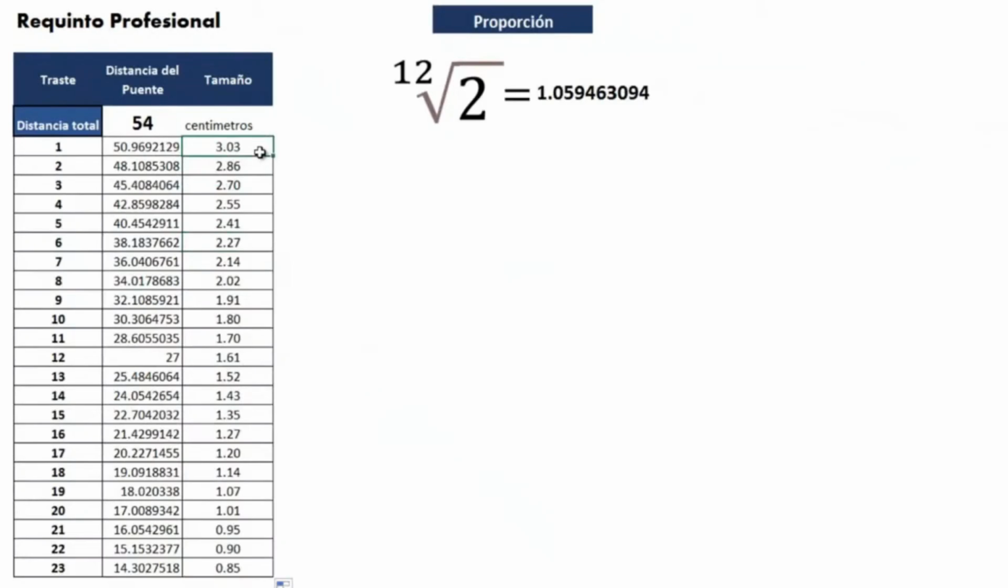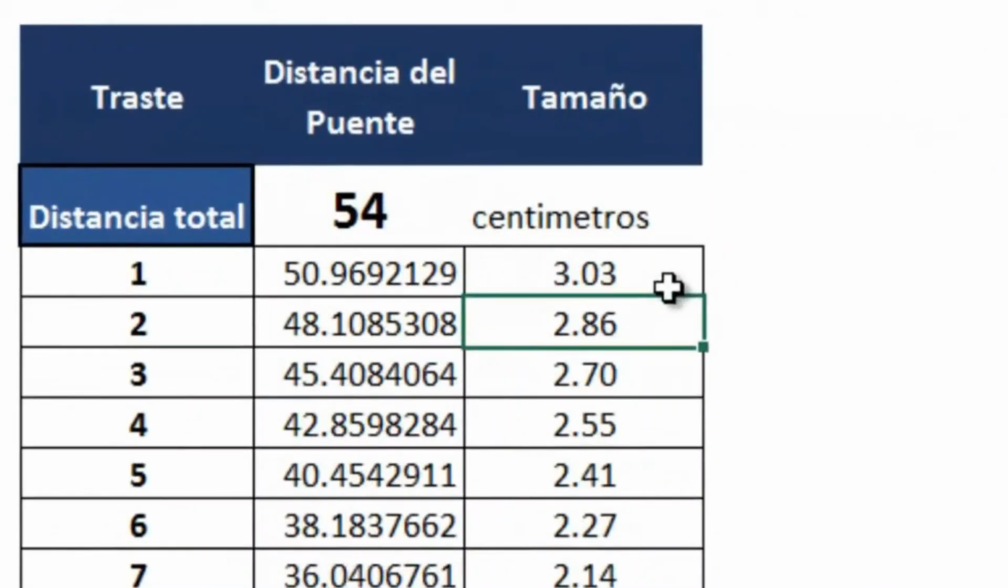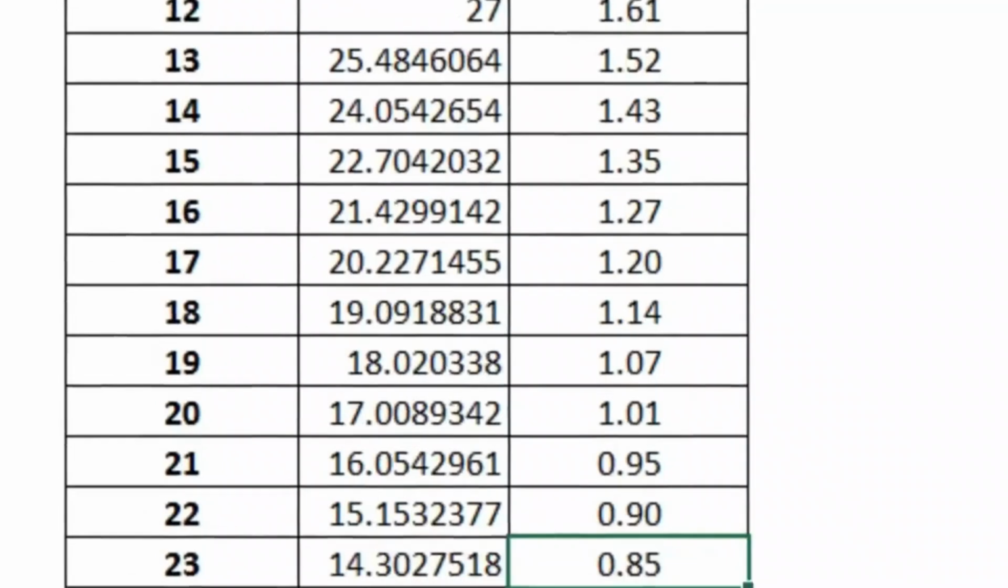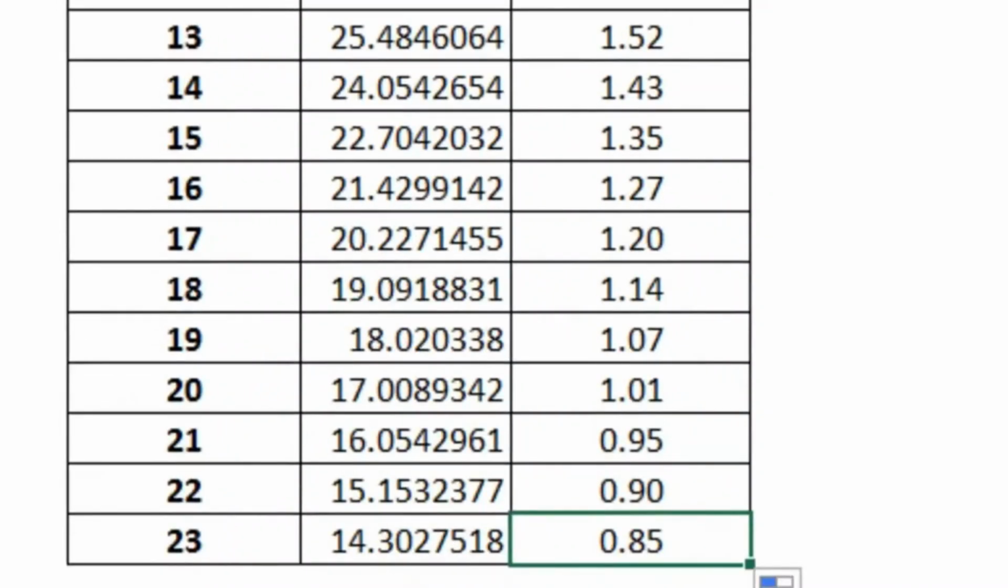The first fret with a total distance of 54 should measure 3.3, the second 286, the third fret 270, fourth fret 255, fifth fret 241, sixth fret 227, 7th fret 214, 8th fret 202, 9th fret 191, 10th fret 180, 11th fret 170, and the 12th fret 161. And as you will notice, it starts with a larger number and it decreases, and the 23rd fret is 0.85. Well, that is a very easy way to calculate it.